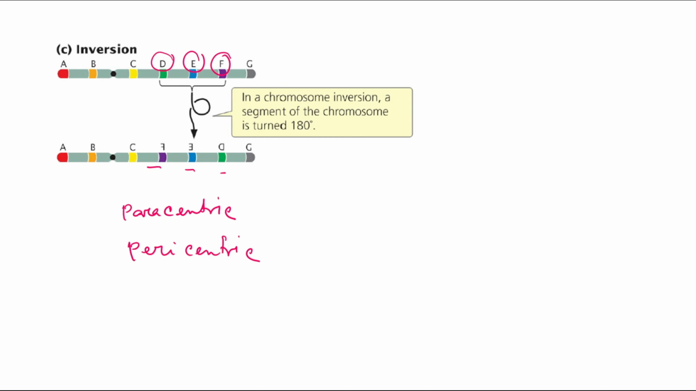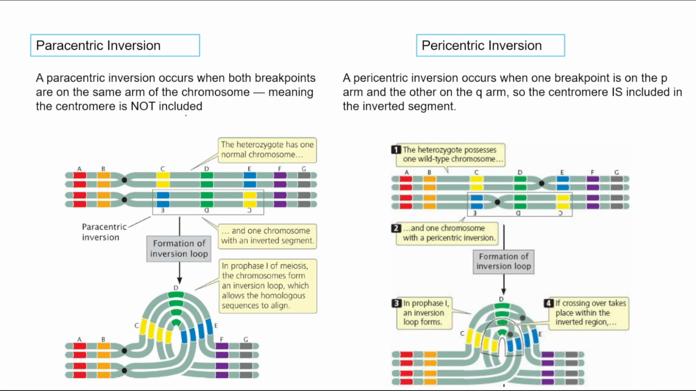So what is paracentric and pericentric? Paracentric is when the inversion does not include the centromere. This is the centromere. When the inversion does not include the centromere, it is called paracentric. And pericentric is when the inversion includes the centromere. Here is the example, A, B, C, D, E, F, G, and this is the centromere. When the inversion does not include it, like a 180-degree turn of CDE, that is called paracentric inversion, not including the centromere.